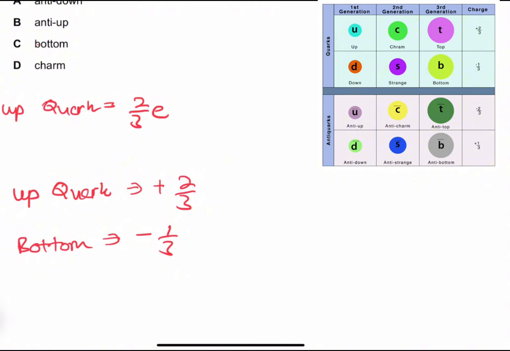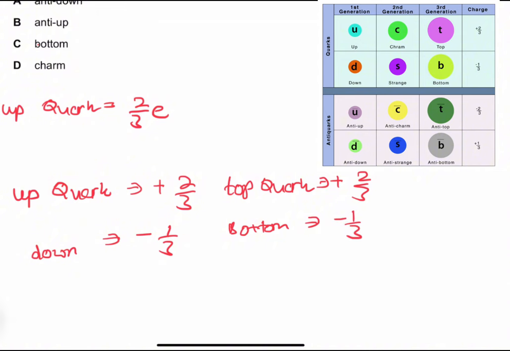Up usually works with down, so let me make this easy. The up and down quarks are positive 2 over 3 and negative 1 over 3. If you have a top quark, again it's plus 2 over 3, and the bottom quark would be negative 1 over 3. The other pair is the charm quark, which would be plus 2 over 3, and the strange quark, which would be negative 1 over 3. I usually forgot the strange quark, because it's difficult to know which one between strange and charm is negative, since down and top are easier. If it's down or bottom, it's negative; top or up is positive. But charm and strange don't obey that same principle.